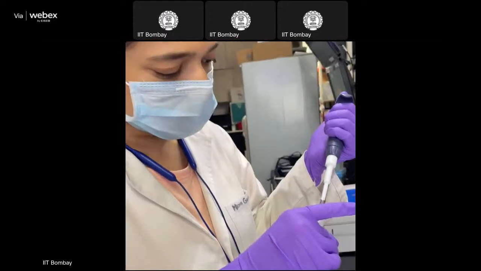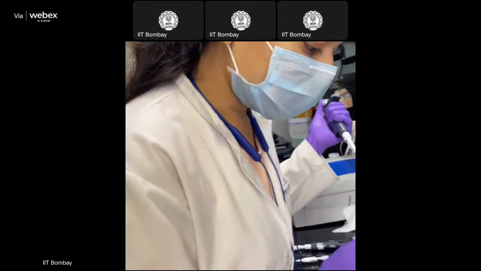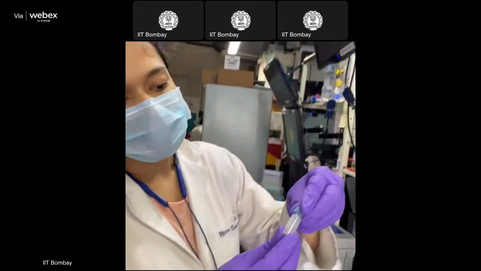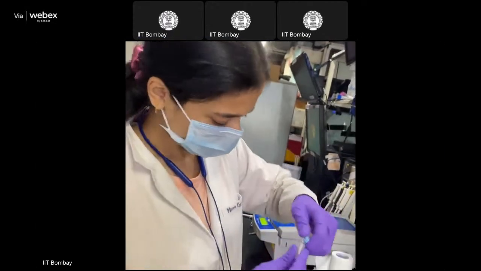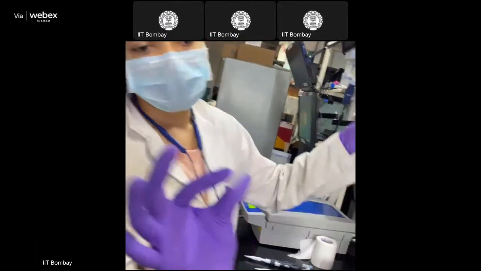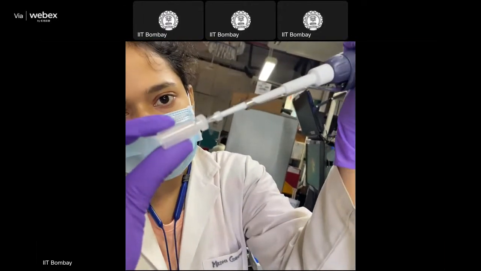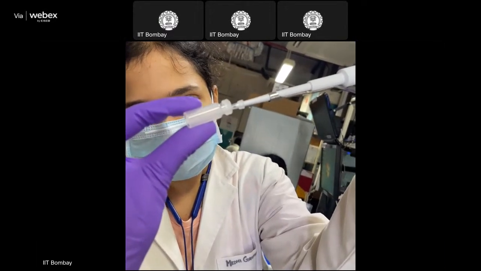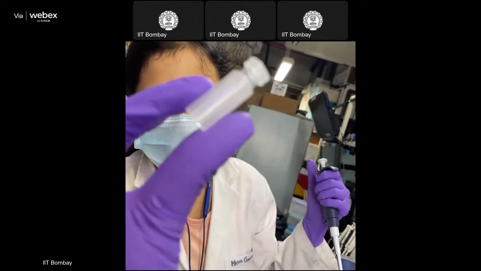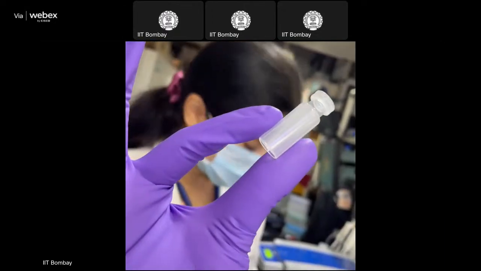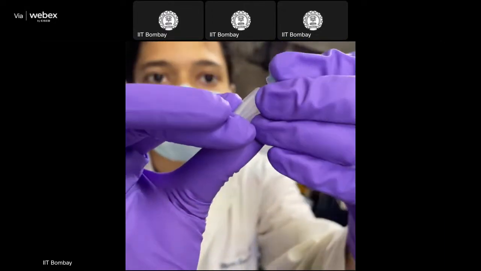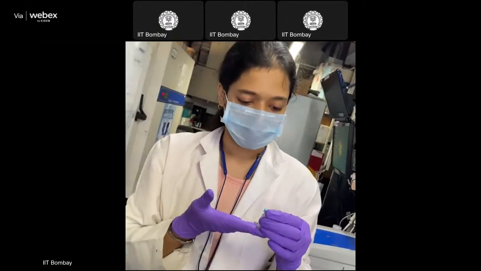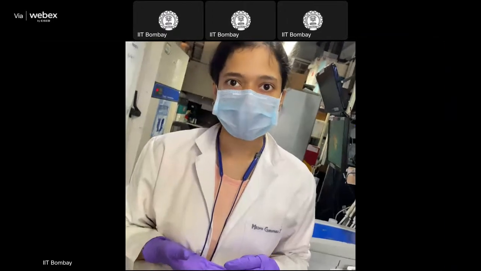Then we'll take around 15 to 20 μl of the sample and add it to an MS vial. An MS vial looks like this. We have to add it very carefully without making a bubble in the vial. As you can see, we have carefully added it, and now this vial is ready to be submitted to the mass spectrometer. So this much we are showing for today's live session.